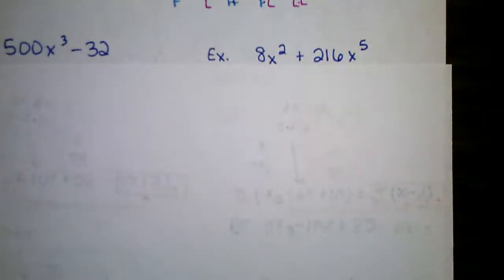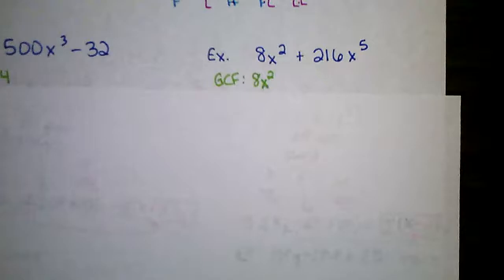So if we look here, we look at our x's, it looks like they both have an x squared in common. And let's go ahead and just divide 216 by 8. Does that divide nicely? Sure does. So our GCF is going to be 8x squared. Now I want you to go ahead and pause this and try to divide out 8x squared and see what you get.